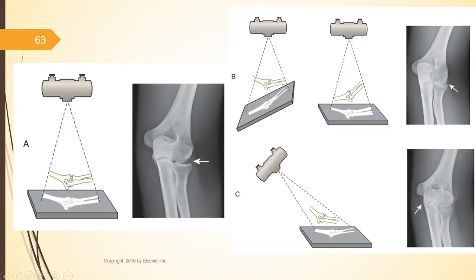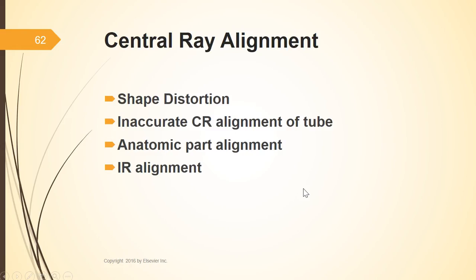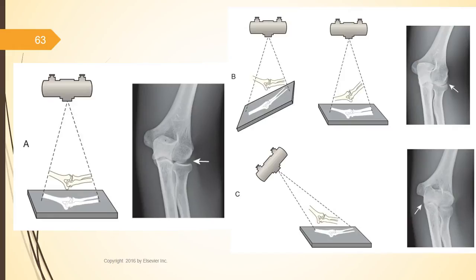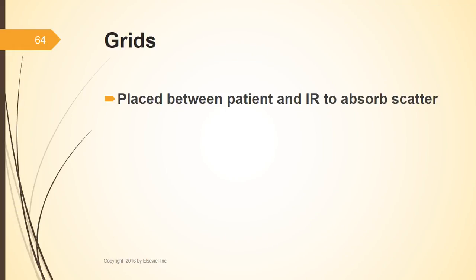So back to central ray alignment. It can be either from the image receptor being angled, the body part being angled, or the tube being angled. But it's the tube that can cause elongation or foreshortening. Okay, so keep that in mind. Let's move on to grids, just so y'all are not completely worn out before this is over.